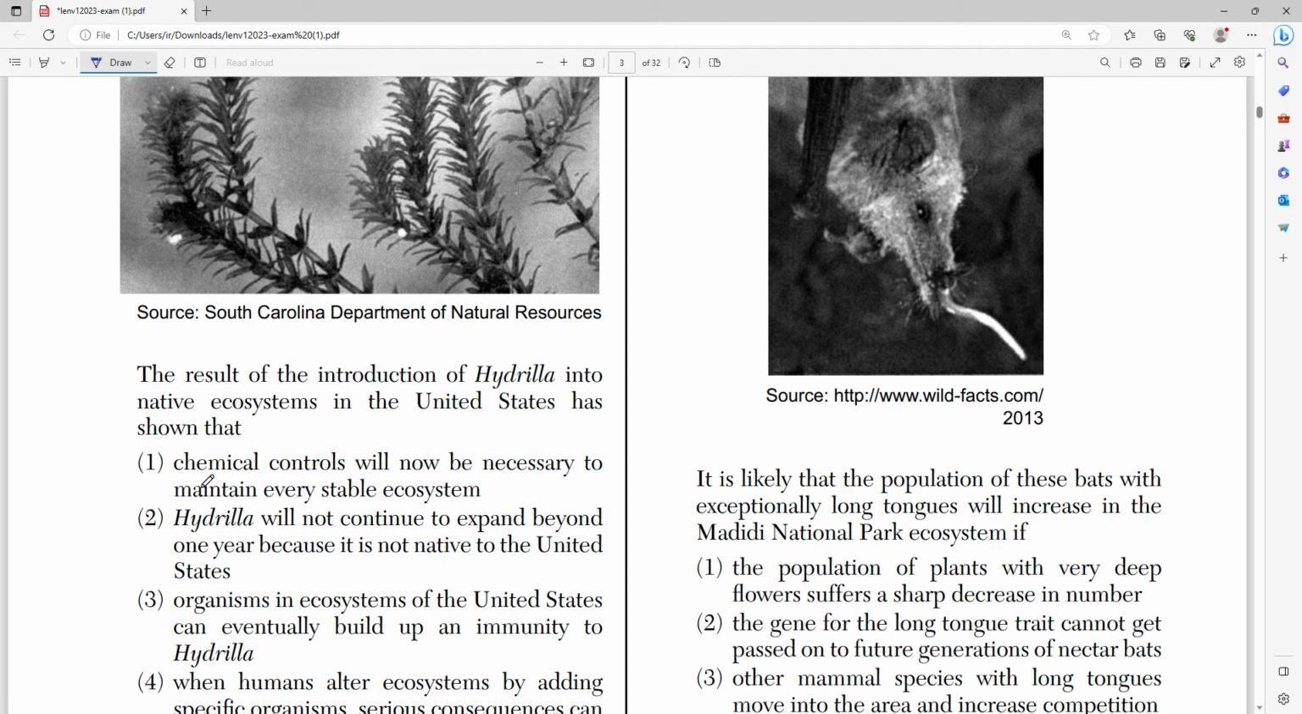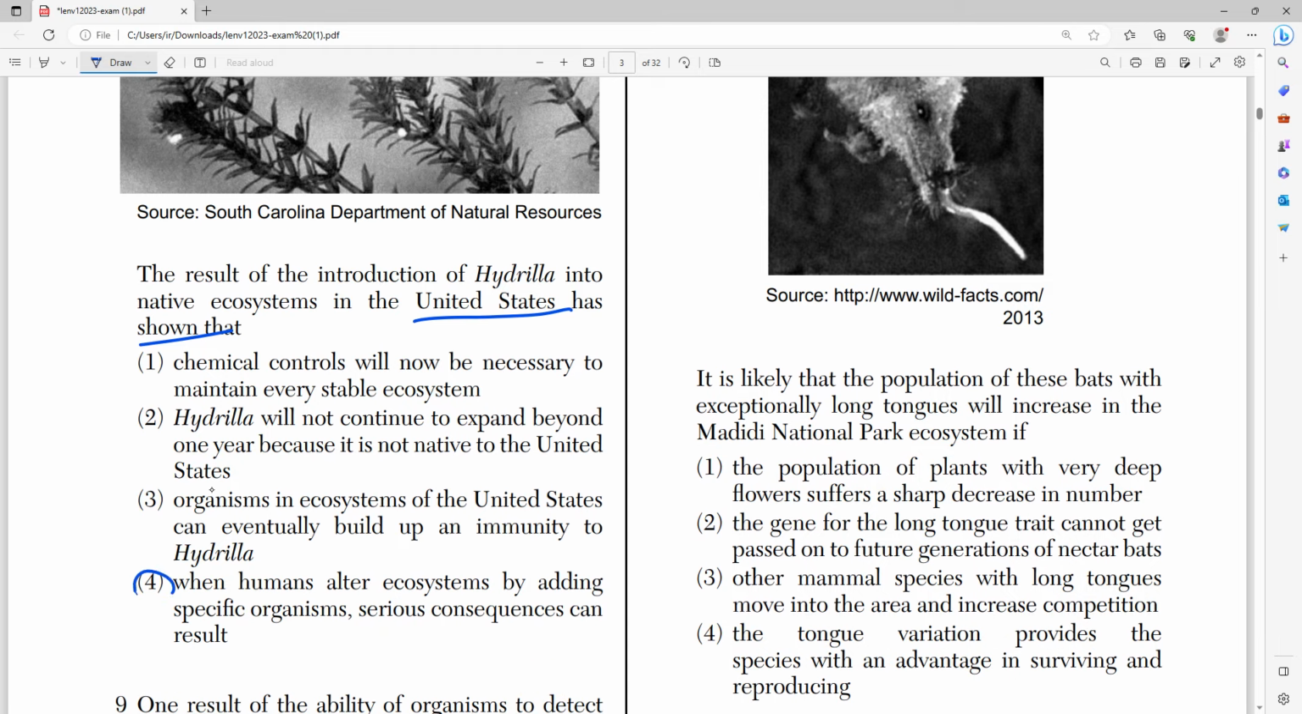The result of the introduction of Hydrilla into native ecosystems in the United States has shown what? The answer to this is number 4. Right? It has shown that when humans alter ecosystems by adding the specific organism Hydrilla, serious consequences can occur. The consequence is the disruption of ecosystems across the entire eastern seaboard, right?